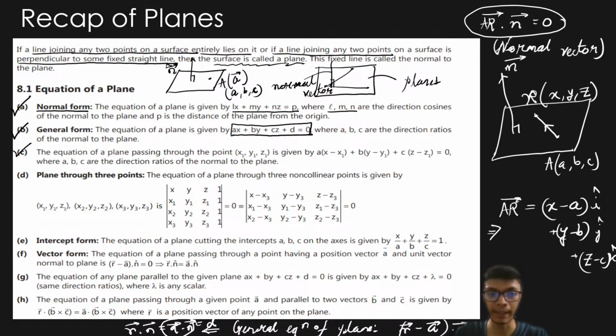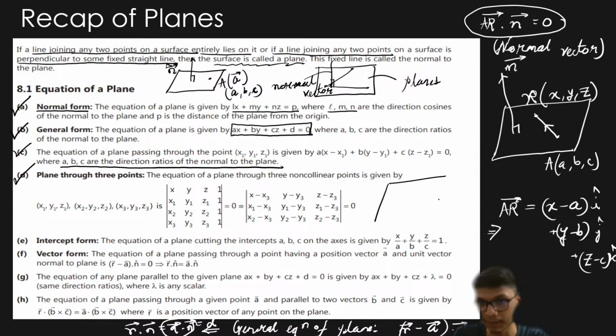Now, also the equation of plane passing through a particular point x1, y1, z1 is given as a times (x minus x1) plus b times (y minus y1) plus c times (z minus z1) is equal to 0, where a, b, c are the direction ratios of the normal to the plane. Similarly, we can also represent the equation of plane for 3 points.